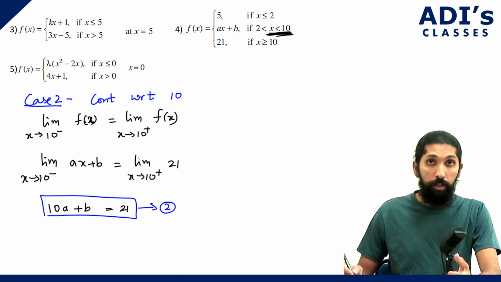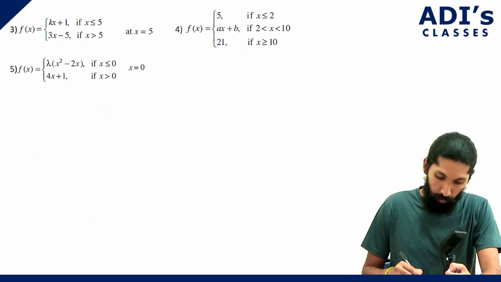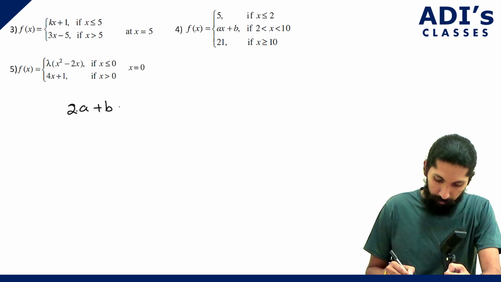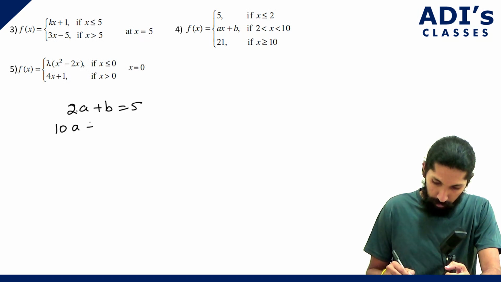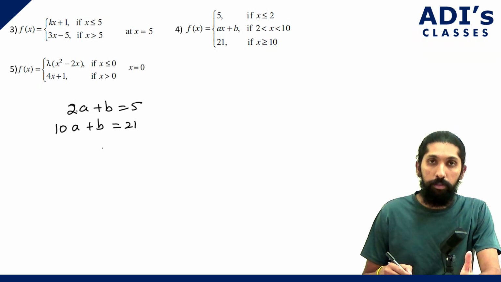Now we have two equations. We need to solve for these two equations. All right. The first equation was what? 2a plus b is equal to 5. The next one was 10a plus b is equal to 21, isn't it? Normal linear equation solving.